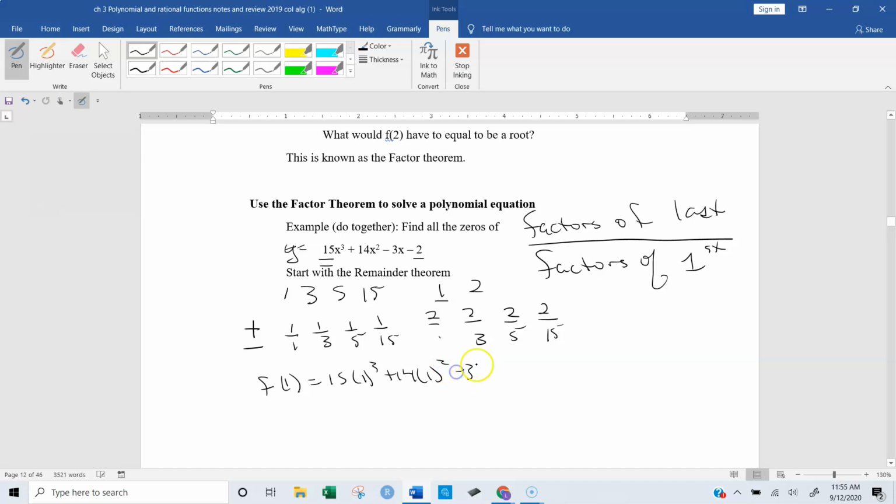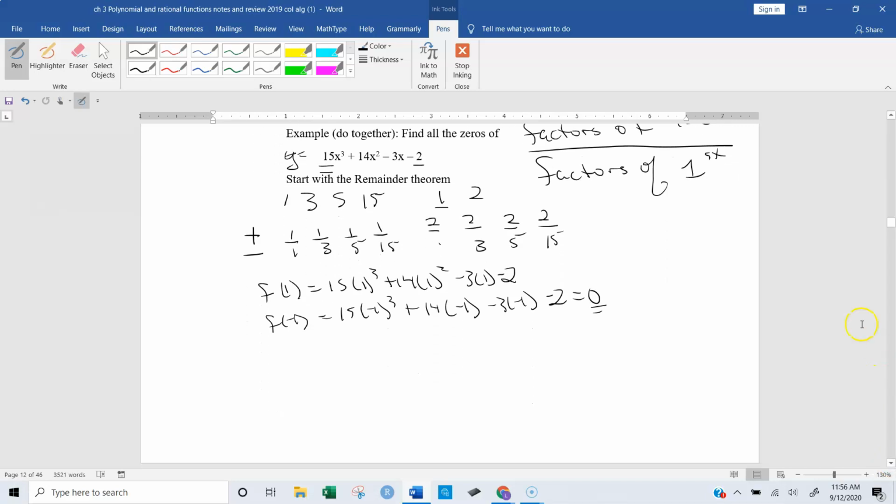1 squared minus 3, because we do not want to do this by hand. It would take forever. And that does not equal 0. And then you're going to do negative 1. So when you do f of negative 1, and you plug that into your calculator, that one equals 0. So this is a root. Okay, all we're doing now is our factor theorem that we just found. So since it equals 0, it's a root.